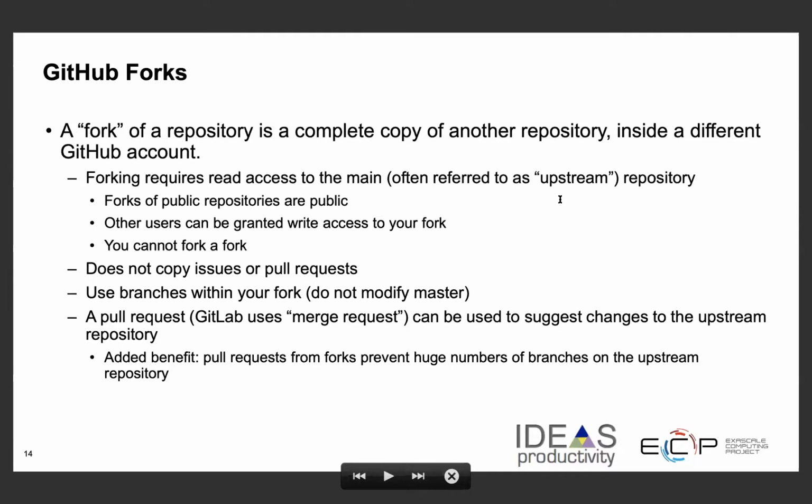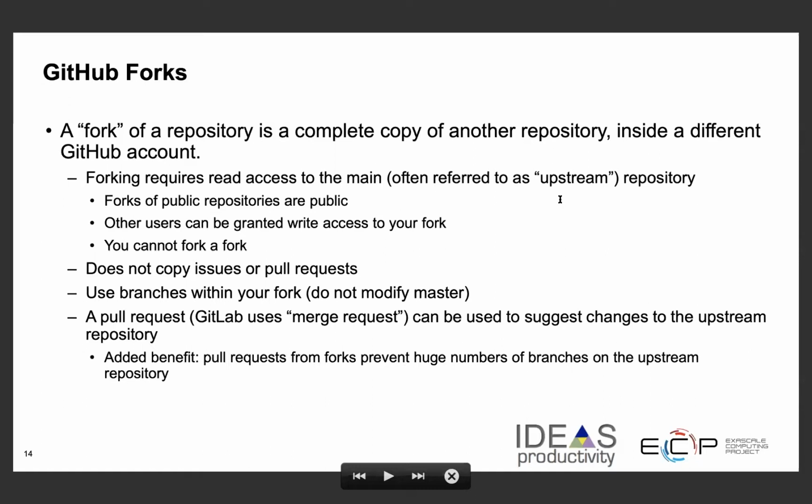Let's talk about GitHub forks. Forks are a pretty important concept. A fork is essentially, it's a very common word, it essentially means creating a complete copy of a main repo inside another account. And this copy will include the master and all the branches that exist in that repo. One big advantage of a fork is that you only need read access to the main repo and not write access.